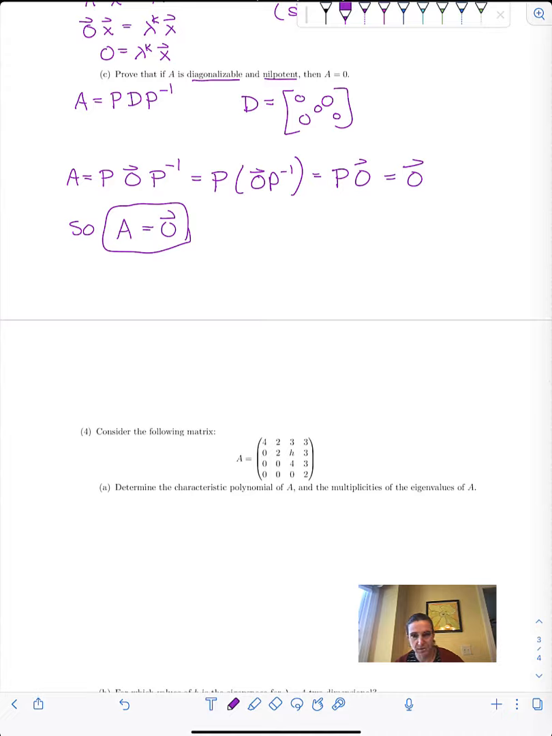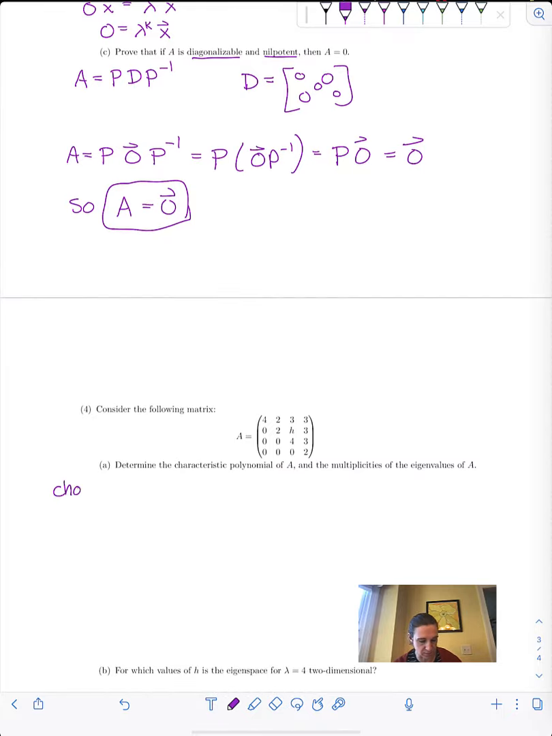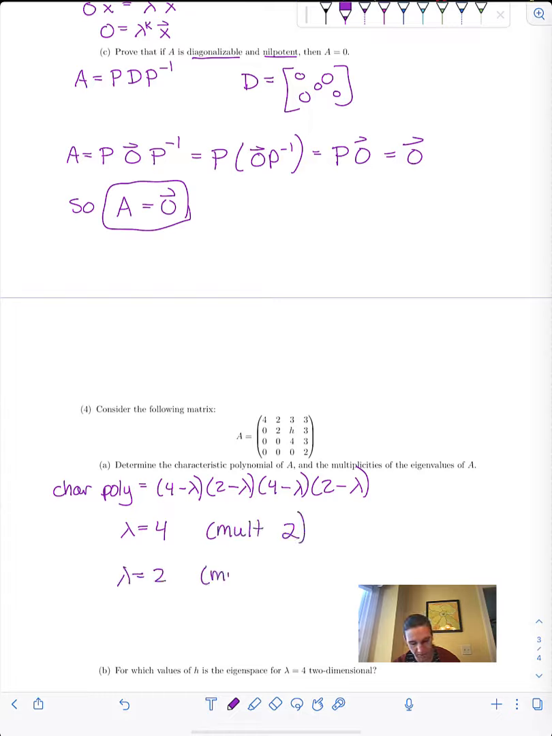Okay, so now let's look at another matrix and let's calculate the characteristic polynomial, which remember we get by subtracting lambda I and then taking the determinant. And so in this case, we're just subtracting lambda from that main diagonal, which is where our determinant lies. And so here is our characteristic polynomial, and our eigenvalues are lambda equals 4, which has multiplicity 2, and lambda equals 2, which also has multiplicity 2.